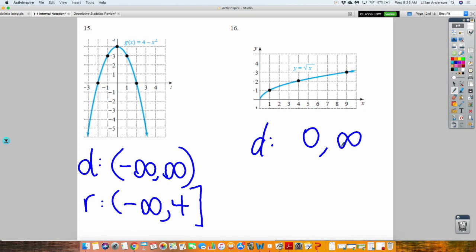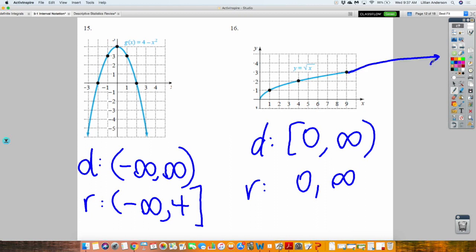What do I need around the 0? Bracket. Parenthesis. This is an example of the square root function, radical functions, all those ones that we did at the very beginning of the year. This is what those graphs look like. The range. What's the lowest it goes? 0. And the highest? Infinity. Because it is going to keep increasing. What do I need around 0? Bracket. Around infinity? Parentheses. Very good.